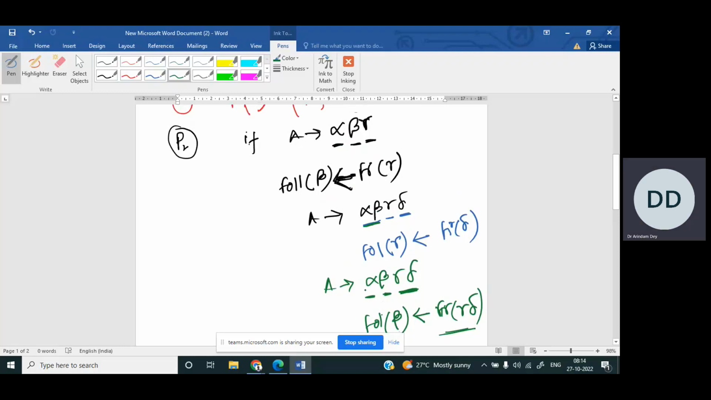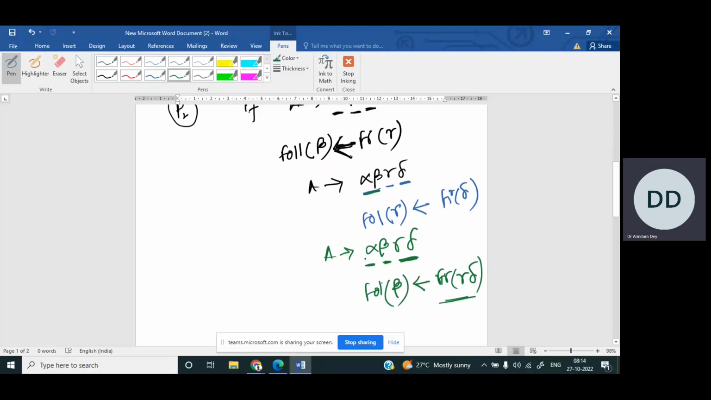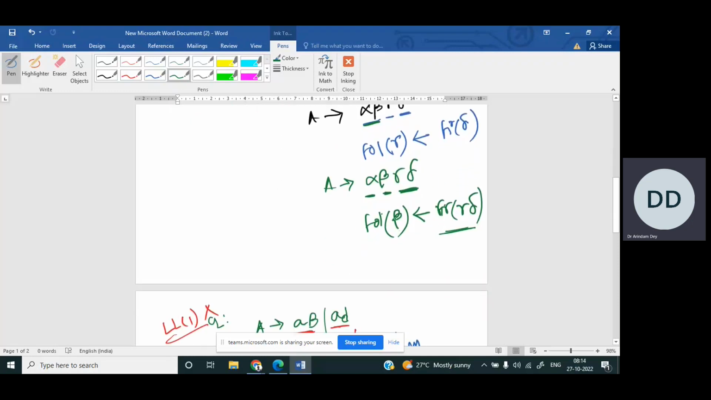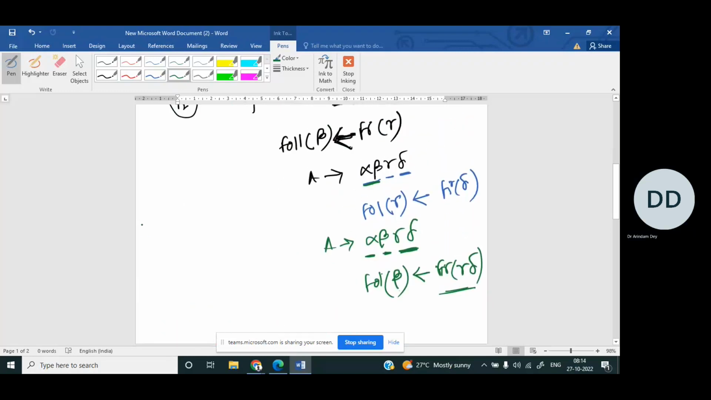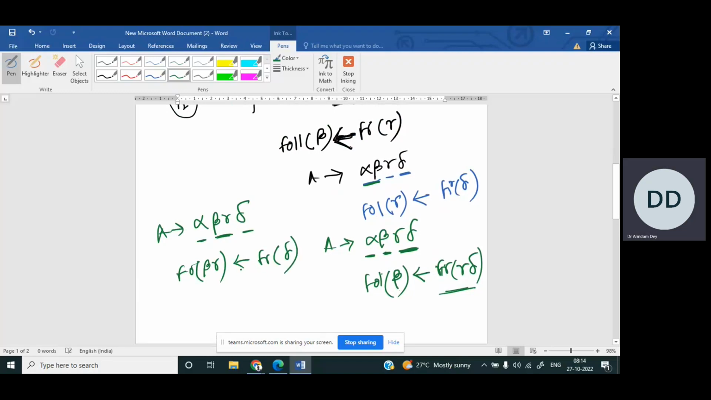Now you might be asking me, sir, why can I not take the middle one as a single segment? That means A → alpha, beta, gamma, and delta. You will tell that sir, I will take it as a single segment. This was a single, this was a single. Then you will tell the follow of beta gamma is the first of delta. Yeah, that is true. Certainly you can do that.